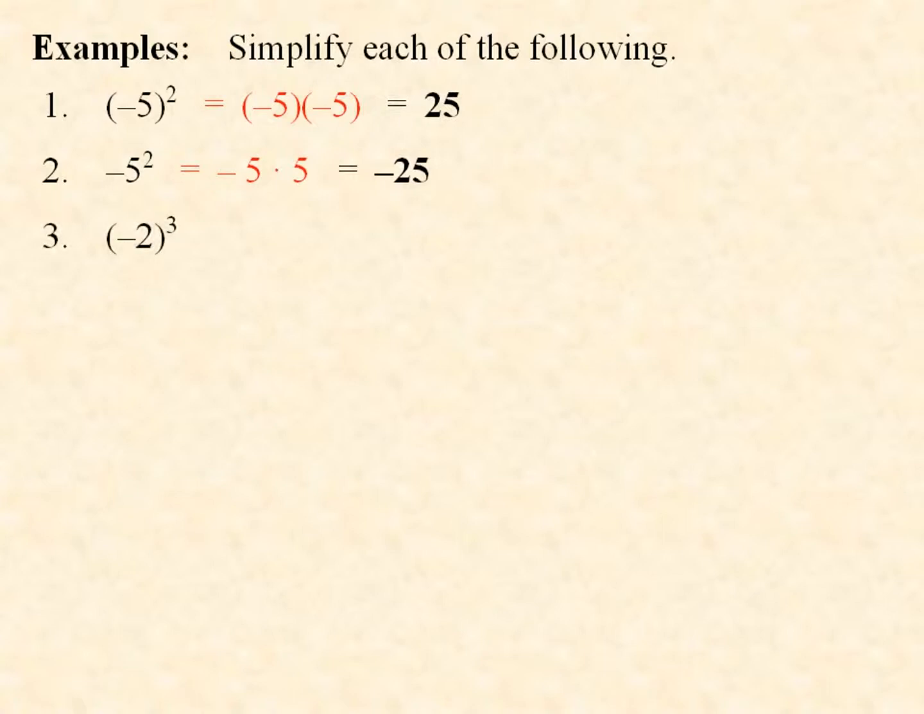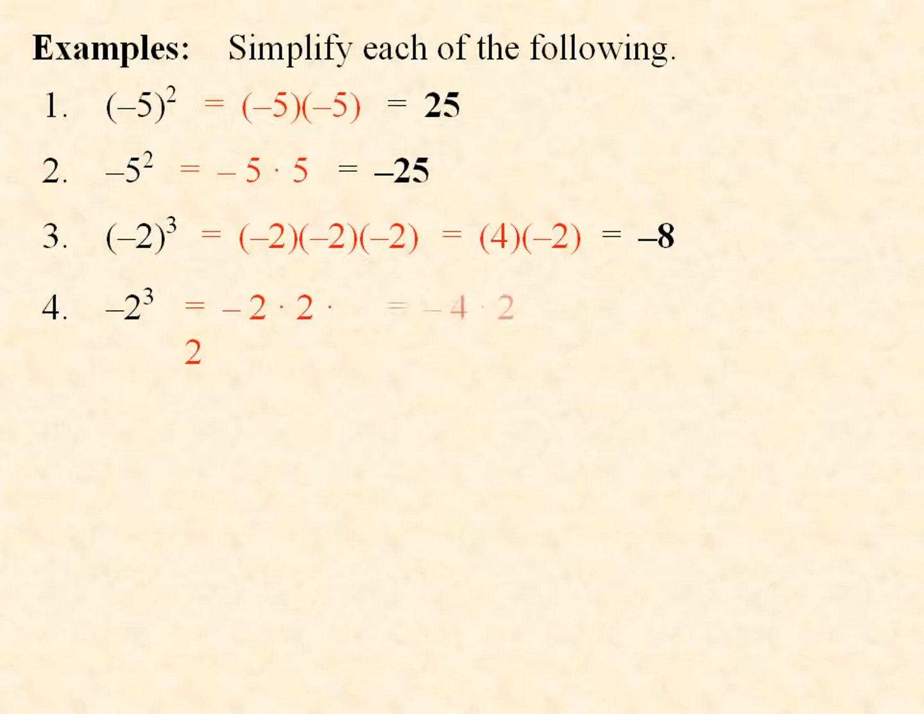Negative 2 in parentheses to the third power, or negative 2 cubed, means negative 2 times itself 3 times. And that is 4 times negative 2, and so that's negative 8. Negative 2 to the third power, without the parentheses, means the opposite of 2 times 2 times 2. In other words, the opposite of 2 to the third power. And so that's the opposite of 4 times 2, which is negative 8.